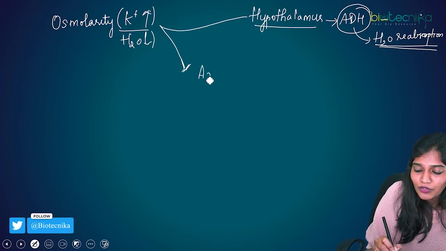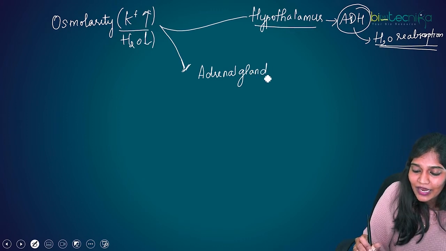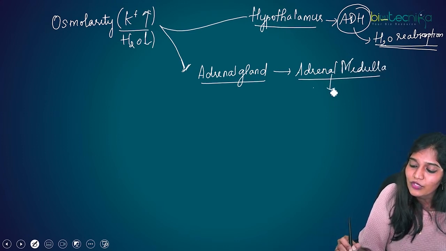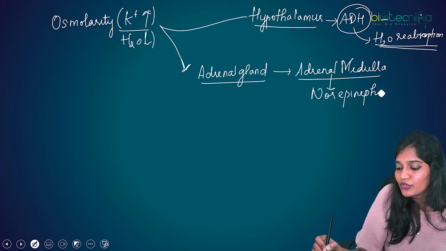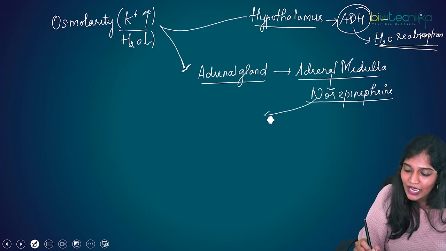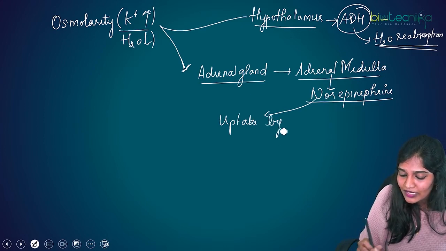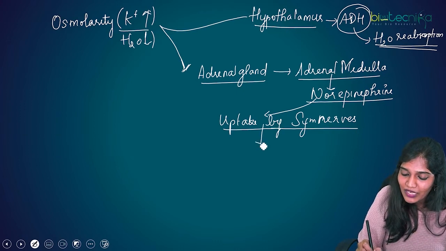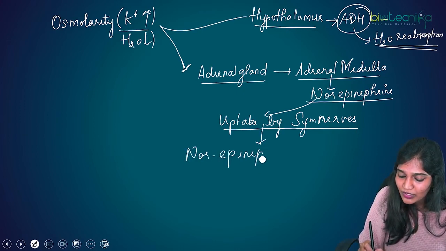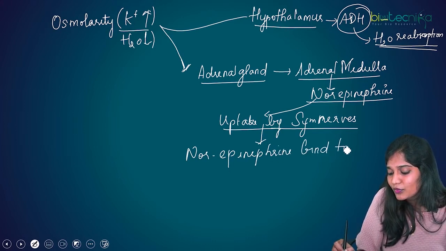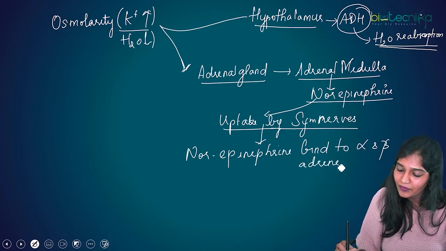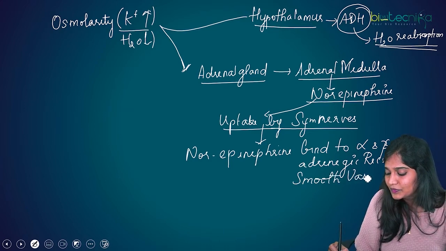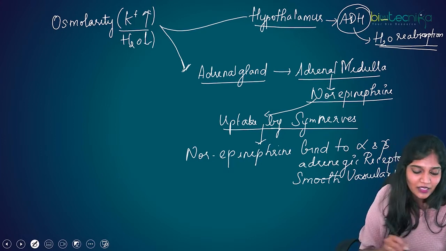And the second role is it is going to go to the adrenal gland. In the adrenal gland, it is going to stimulate the adrenal medulla. This adrenal medulla is actually going to produce one important hormone. We already know it is going to be norepinephrine or noradrenaline. This norepinephrine comes into circulation and will be taken up by the sympathetic neurons, carried by the sympathetic nerves. This norepinephrine goes and binds to the receptors, because it's a ligand. It binds to alpha and beta adrenergic receptors, and these receptors are present in the smooth vascular muscles. So what exactly is happening? Suppose this is a smooth vascular muscle.